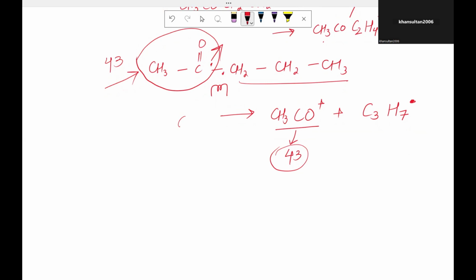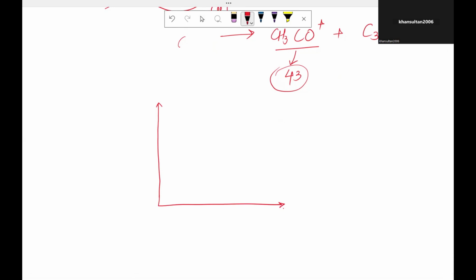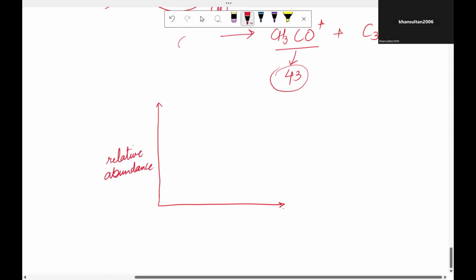Okay. So after that, there are some questions. In some questions, you are going to see this kind of scenario: first of all, the relative abundance is going to be plotted here, and then m by z is plotted here.